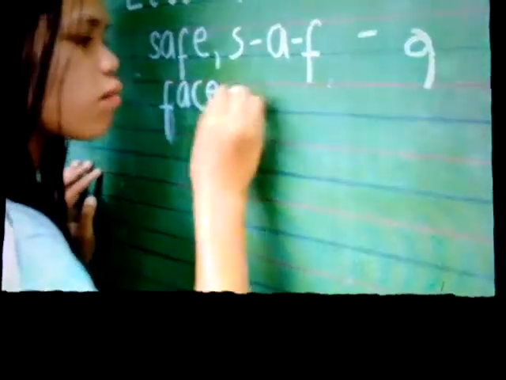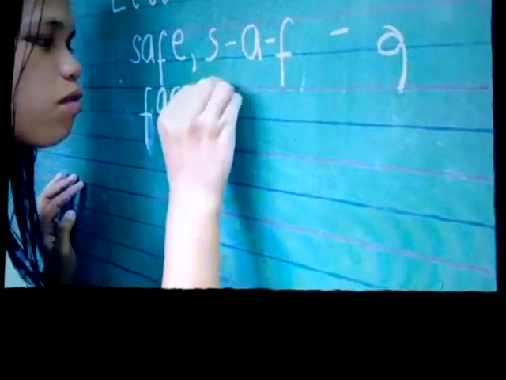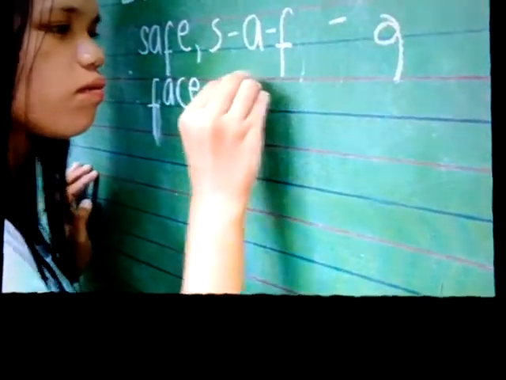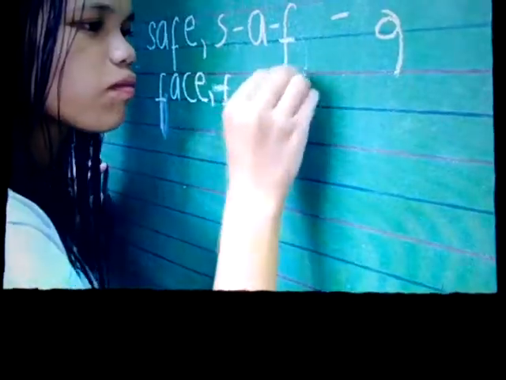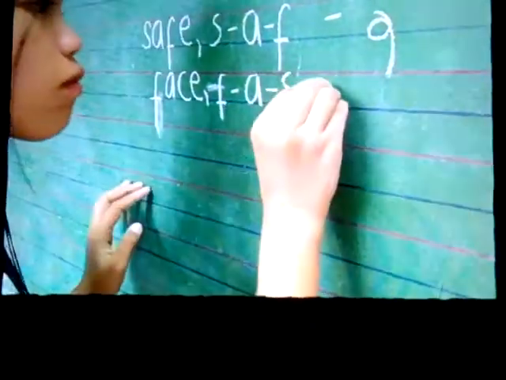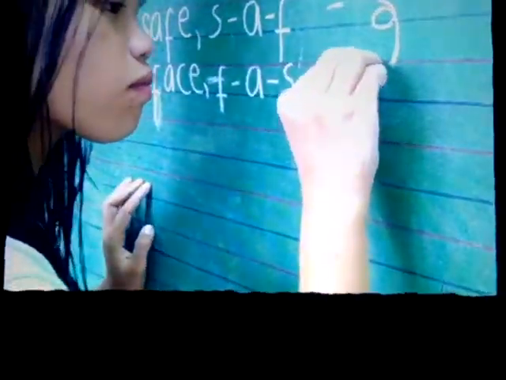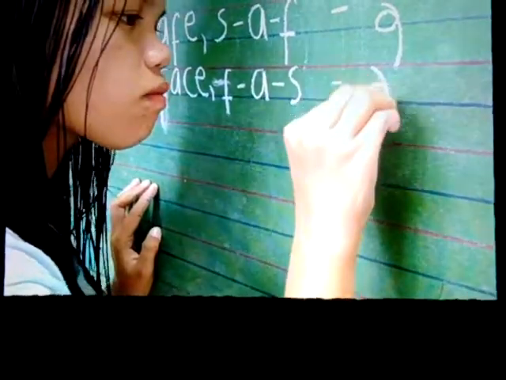Next is the word face. Face is represented by letter F, A, and letter S. So the strokes for this are the shorthand letter F, A, and letter S.